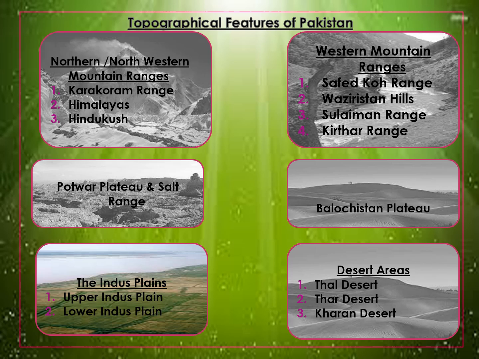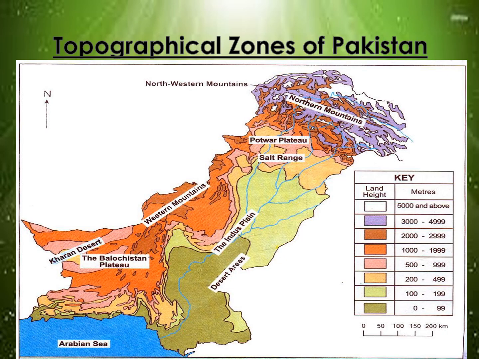So these all are the topographical features of Pakistan, and we are going to see all these areas in much detail in the later slides. So first of all, let me tell you about the topographical zones of Pakistan. If you can see on this map of Pakistan, you can see the northern mountains, the location of northwestern mountains, western mountains. You can see the Indus plains, desert areas, plateaus. So these are all the topographical features of Pakistan.